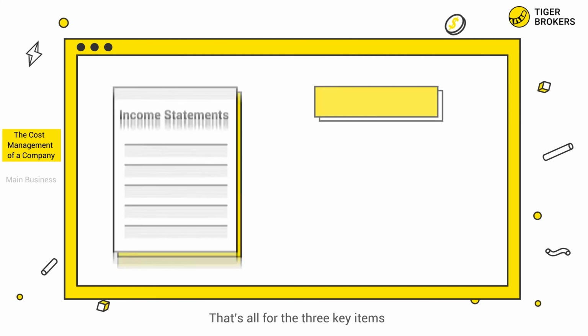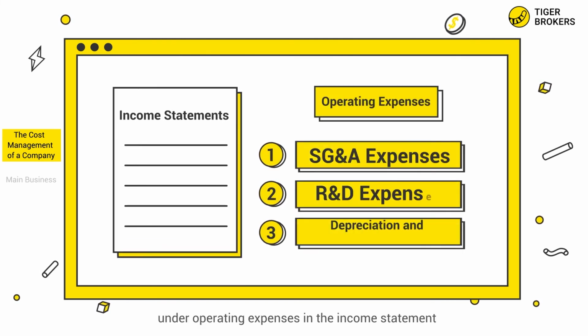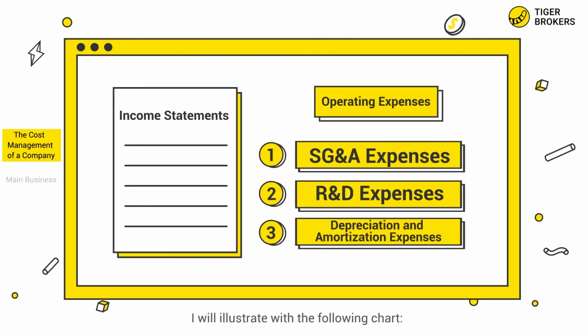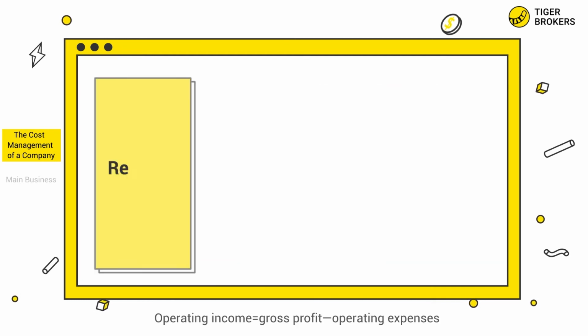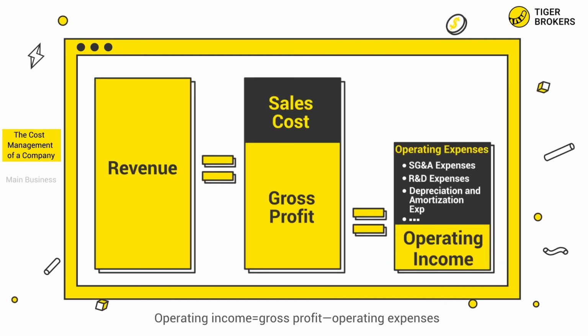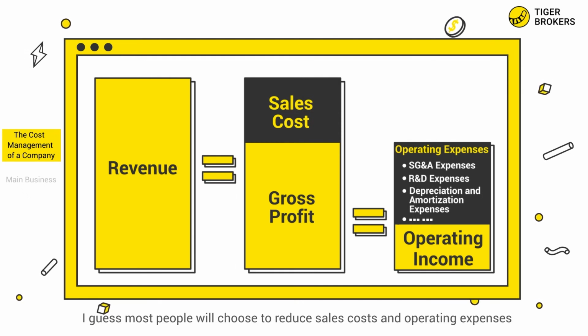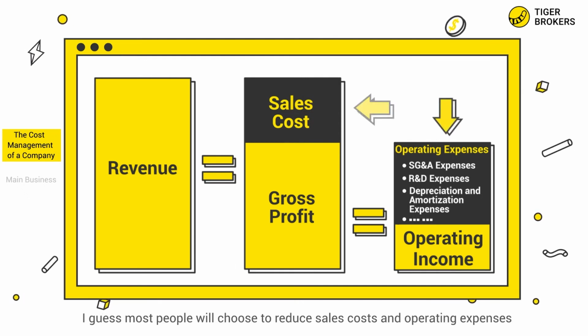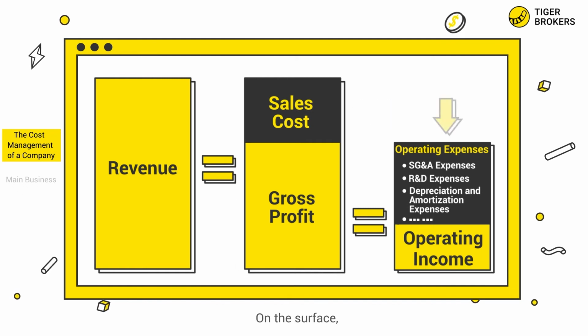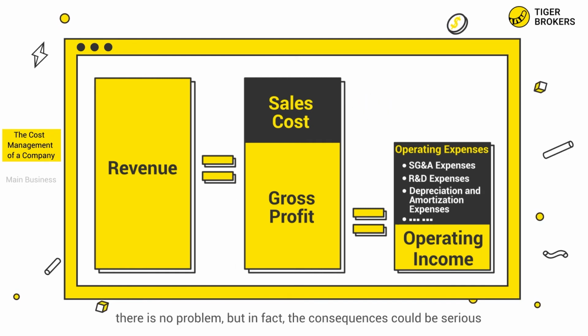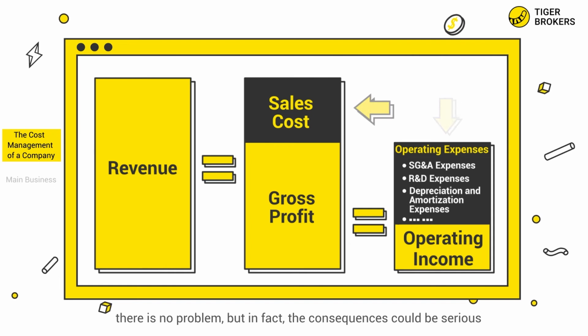That's all for the three key items under operating expenses in the income statement. I will illustrate with the following chart. Operating income equals gross profit minus operating expenses. Let's start with a question. What would you do if you wanted to significantly increase your operating income? I guess most people would choose to reduce sales costs and operating expenses. On the surface, there's no problem, but in fact, the consequences could be serious.